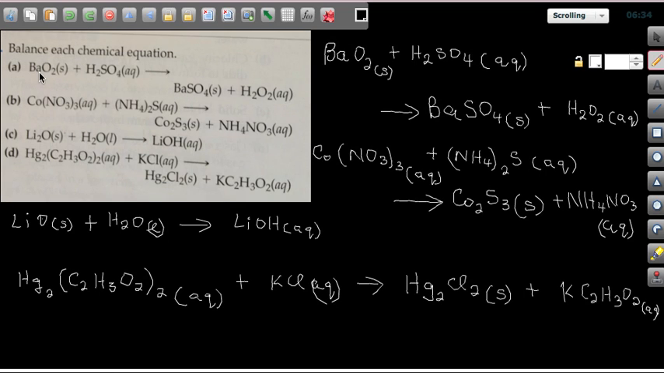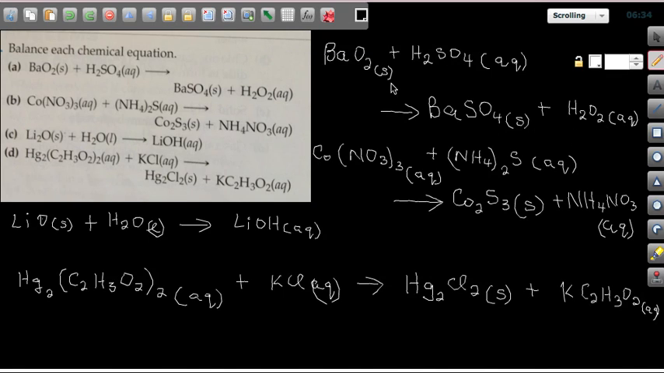The first one, barium oxide, BaO2, reacting with sulfuric acid, aqueous, which basically means it's soluble in water, produces barium sulfate solid, so this would have been your precipitate, and H2O2 aqueous. This is hydrogen peroxide, and aqueous again means it's dissolving in water pretty nicely.